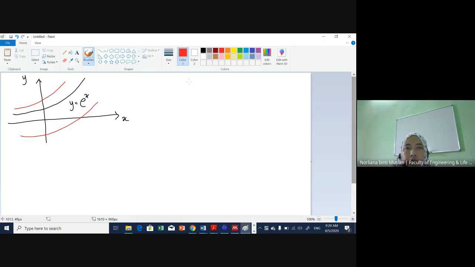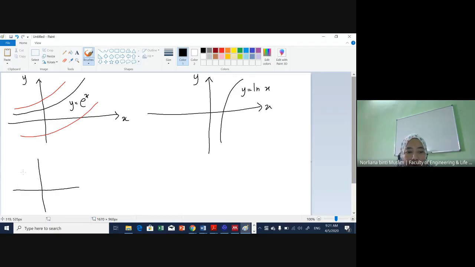Next we have the graph based on ln x. Don't forget when you want to sketch the graph, make sure to label the axes. Then we have this one, very simple. You already know this part. This is a quadratic equation.